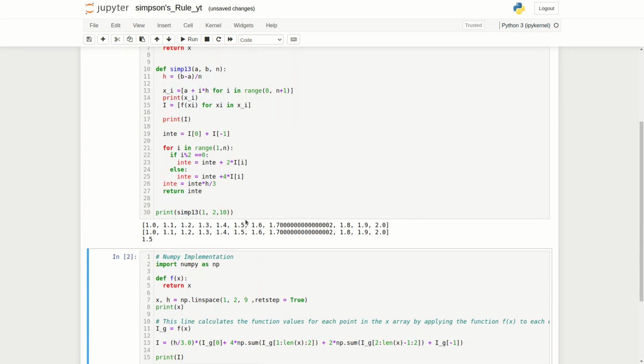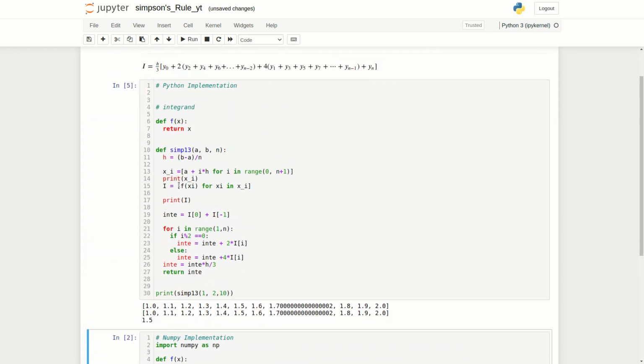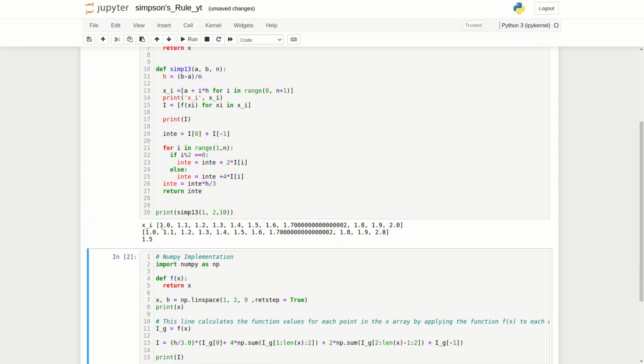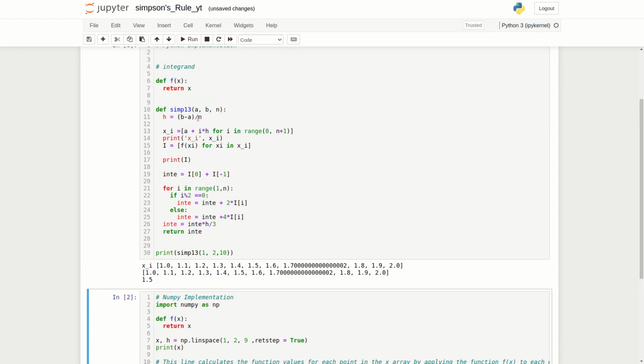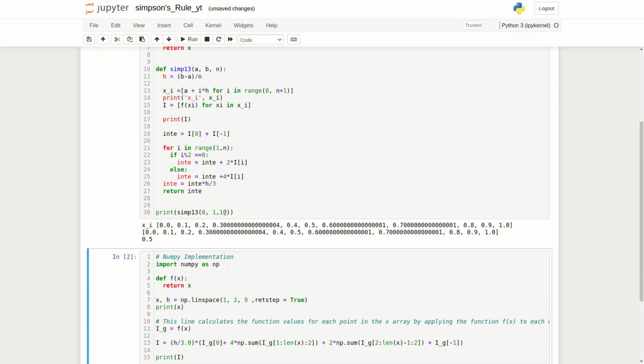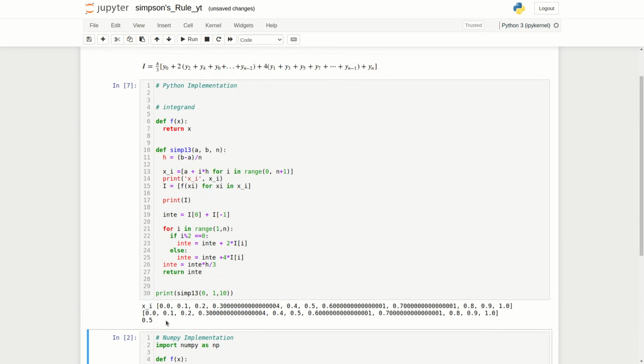Just run it and check it. This is your x underscore i, the first list, and the second one is the function computation. Here the xi's are 1, 1.1, 1.2, 1.3, and in this way going up to 2, because I am calling this function with a and b as 1 and 2. If I make it 0 to 1 for simplicity and run it, with 10 points, the value of n is 10, so this is the value. And the function is so simple that the I is also identical.